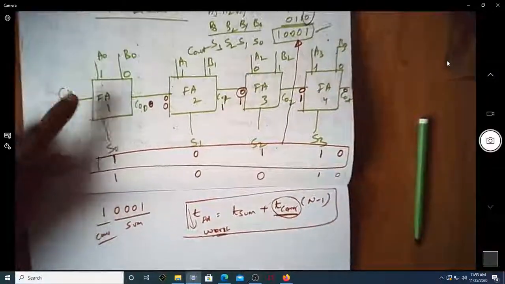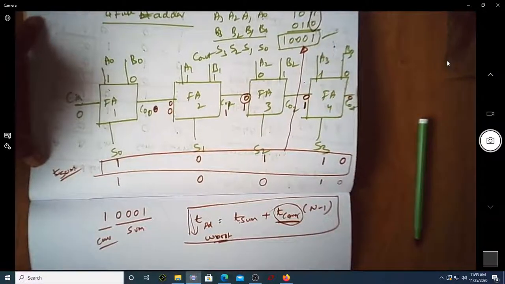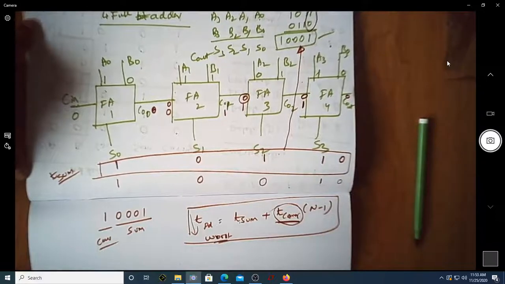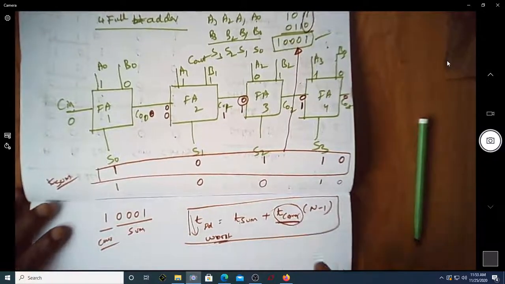We will see in the next video how we optimize the adder configuration so that you can reduce the value of t carry.